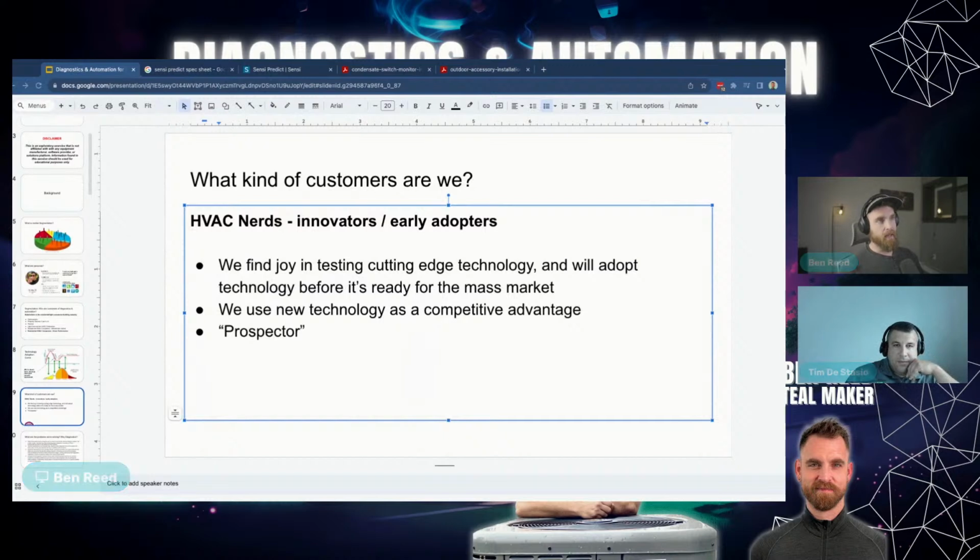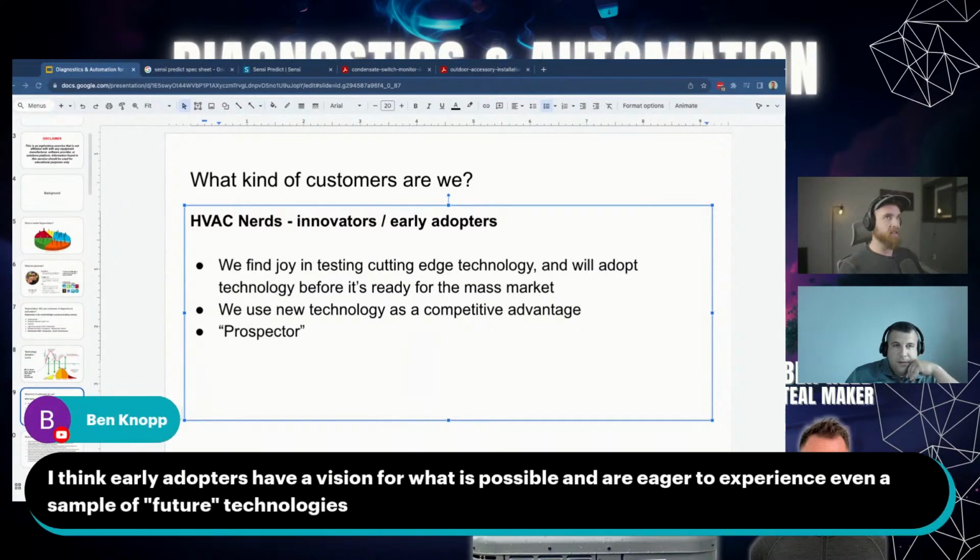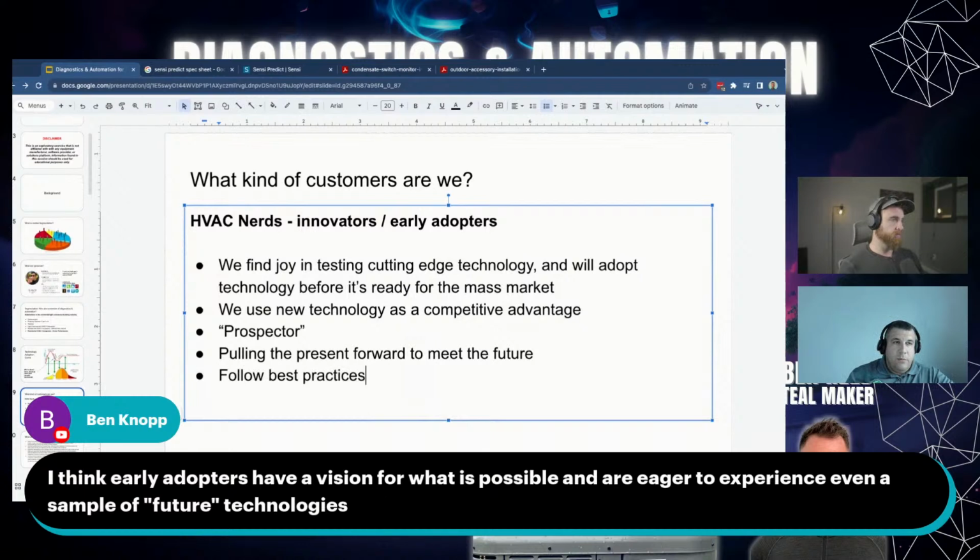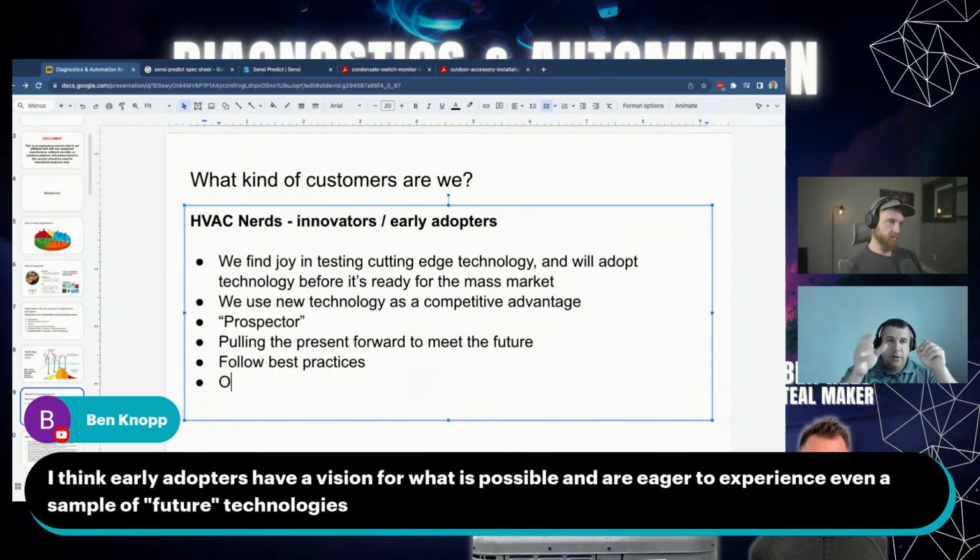I think Ben Knopp has a thing on the early adopters. Basically they are pulling the future forward, or pulling the present forward to meet the future. Typically HVAC nerds are more progressive contractors or business people, kind of willing to think about the current thinking right now, and then what's ahead, and we're looking ahead, and obviously technology is the main way that we do that.